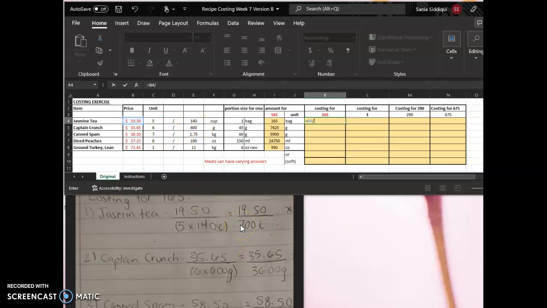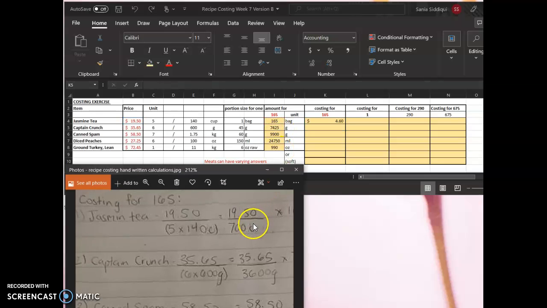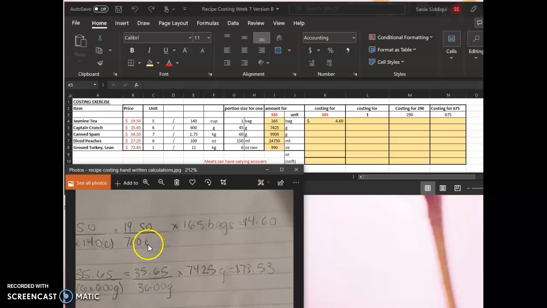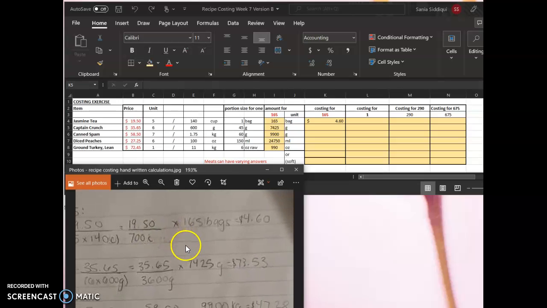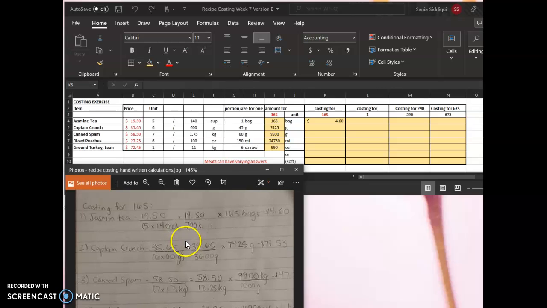So we will be dividing 1950 by 700, and then multiplying by the amount, which is 165. Then we'll hit enter, and that will give us 460. In order to make sure we're doing this correctly, we have to match it with our handwritten calculations down here. As you can see, for Jasmine tea we have 460, and that's correct. Now let's move on to the next one.